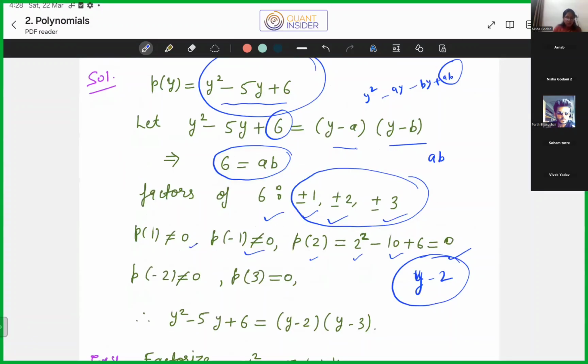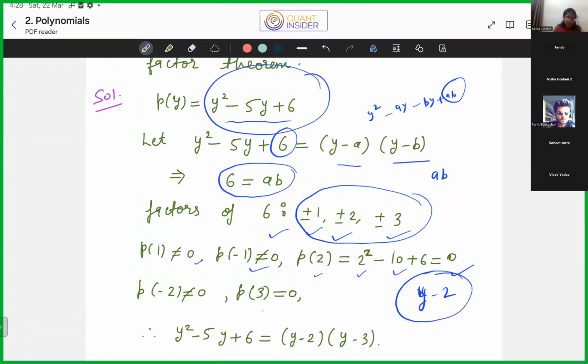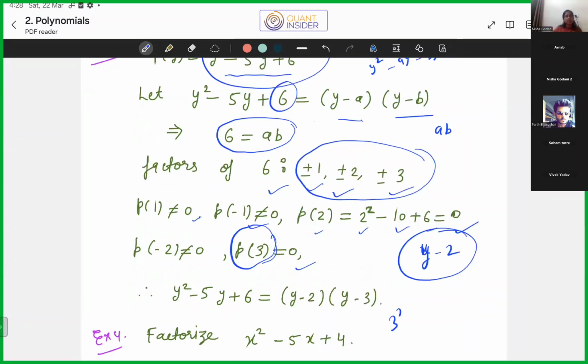So P(3) will come out to be 0, because then you put 3 here. So you have 3 square minus 5 into 3 plus 6, which is equal to 0. So this means that P(3) is 0. This means that another factor is y minus 3.